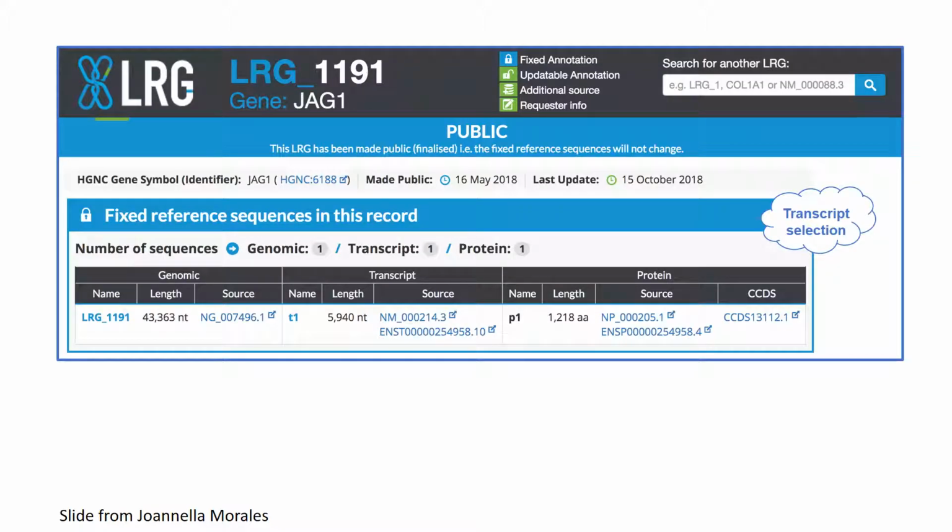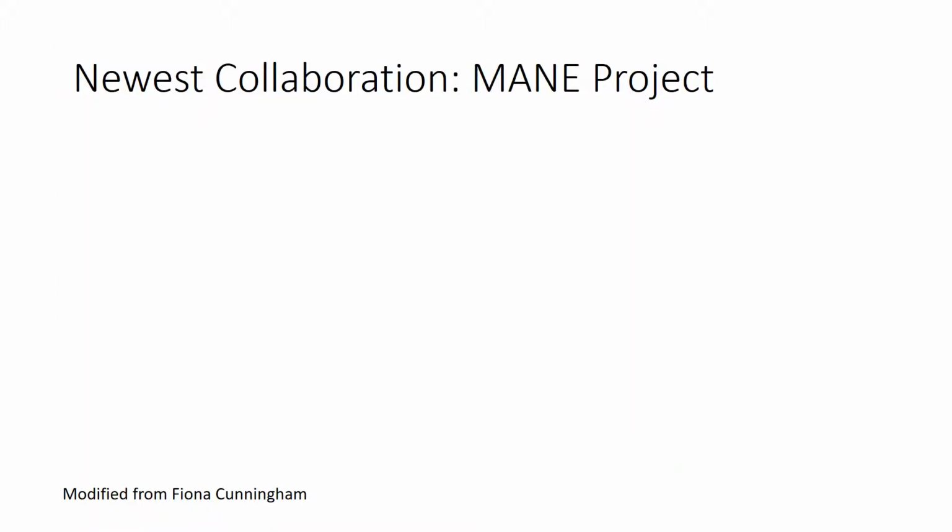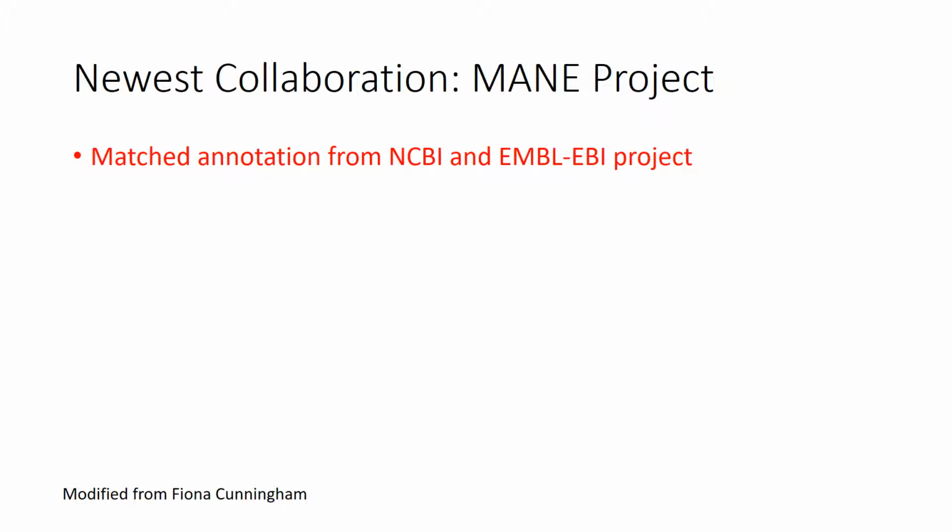This is the display of one of the hearing loss transcripts we curated. You can see the harmonized and mapped RefSeq and Ensembl transcripts. The newest collaboration from Ensembl EBI and RefSeq is the matched annotation from NCBI and Ensembl EBI project, or the MANE project.